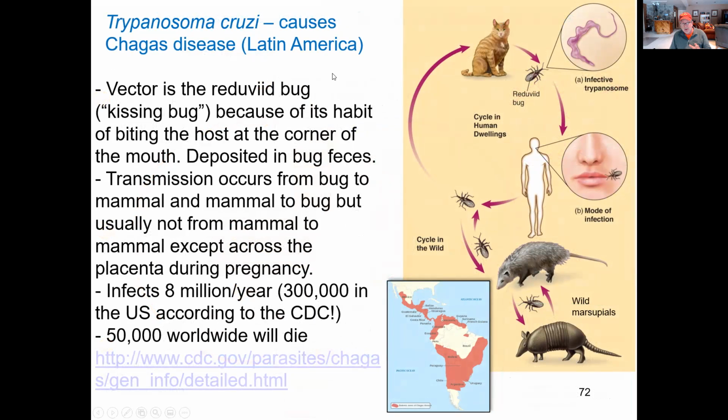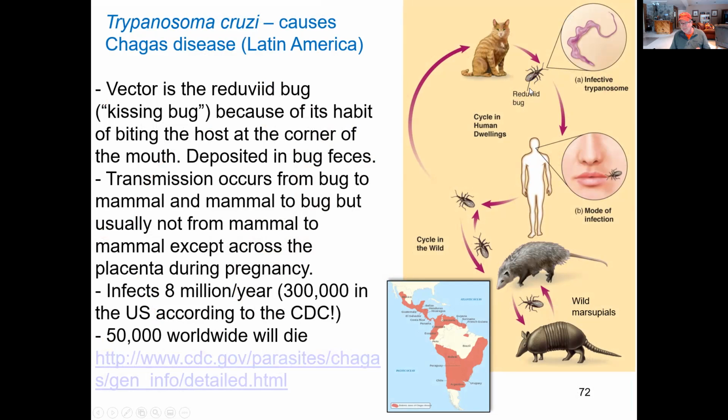The vector for Chagas disease is not the tsetse fly. It's a little bug called the reduviid bug. Now here you see a picture of a reduviid bug. We actually have similar beetles, bugs here in the US, even in our area. This is not the same bug that causes Chagas disease. It's related to it, but you've maybe heard of stink bugs. They look real similar to this.